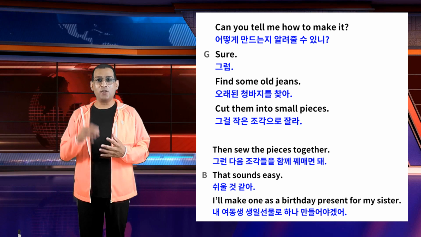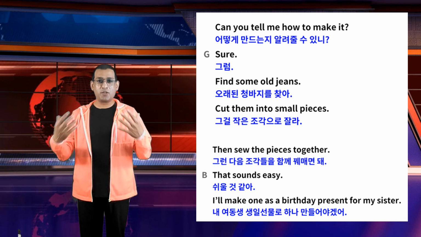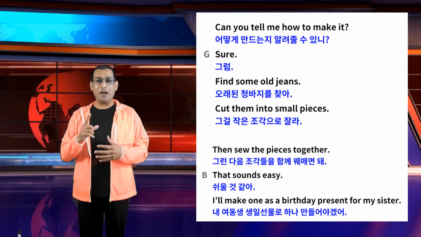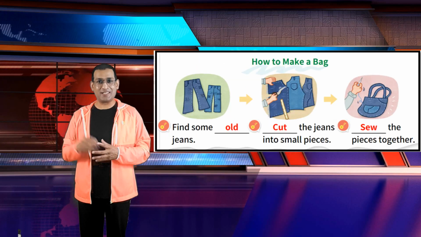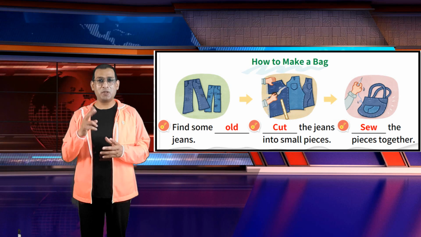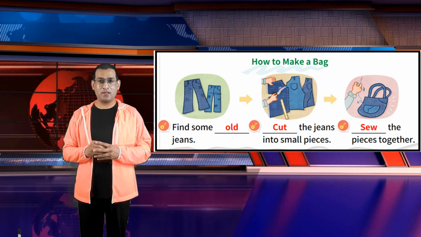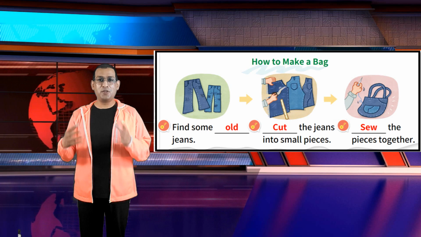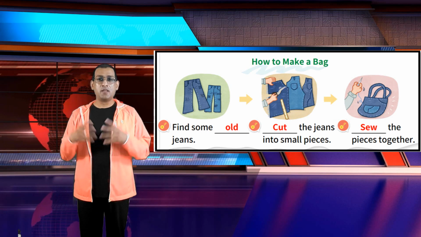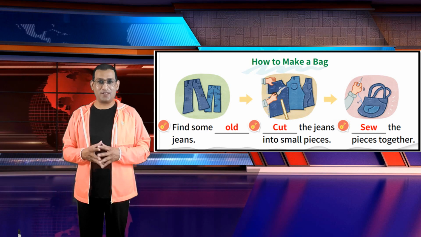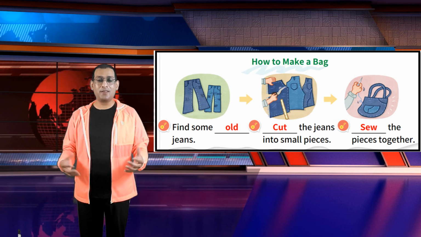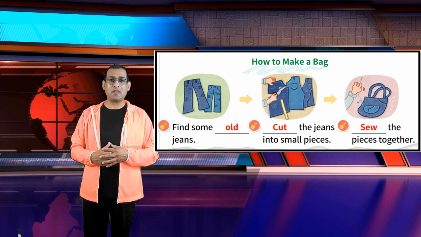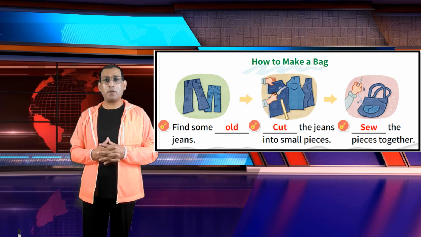So students, can you fill in the blanks? Let's do it together. Number 1, find some old jeans. Correct. Number 2, cut the jeans into small pieces. Sew the pieces together. Right. If you fill in the correct answer, great work, students. Let's move on to the third part.